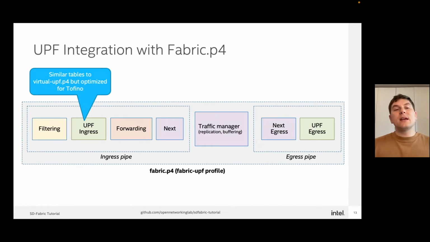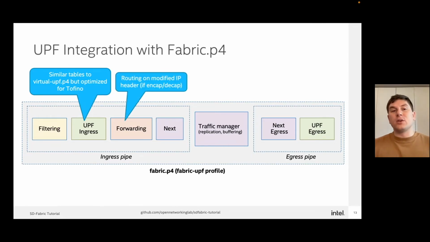The UPF ingress tables are placed before the forwarding stage, and that's because we want to do routing on the modified IP header. So if we do GTPU encap, then we want to route on the outer IPv4 destination address, which is the base station address. Finally, the UPF egress stage is used to realize things like egress counters for usage reporting and other functions that make more sense to realize at the egress pipe.